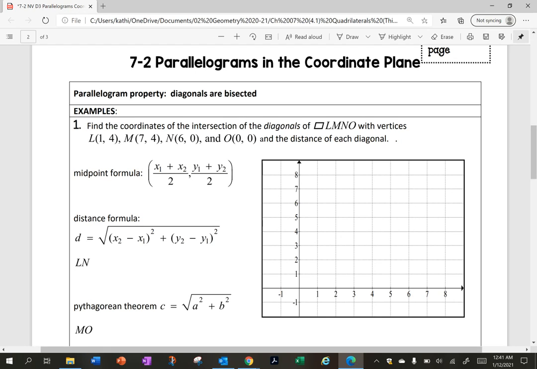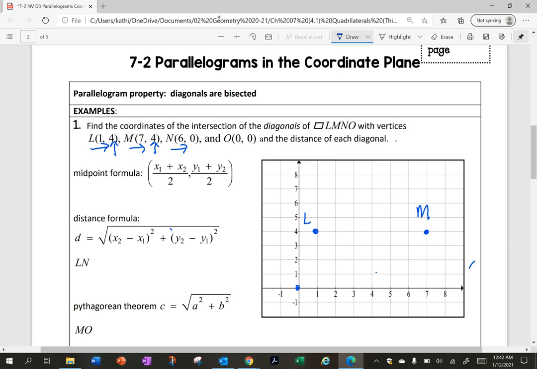Let's start by plotting the points. L is at 1, 4. So I am going 1 to the right and 4 up. I always start at the origin. So 1, 1, 2, 3, 4. This is L. M is at 7, 4. 1, 2, 3, 4, 5, 6, 7, then 1, 2, 3, 4. This is M.